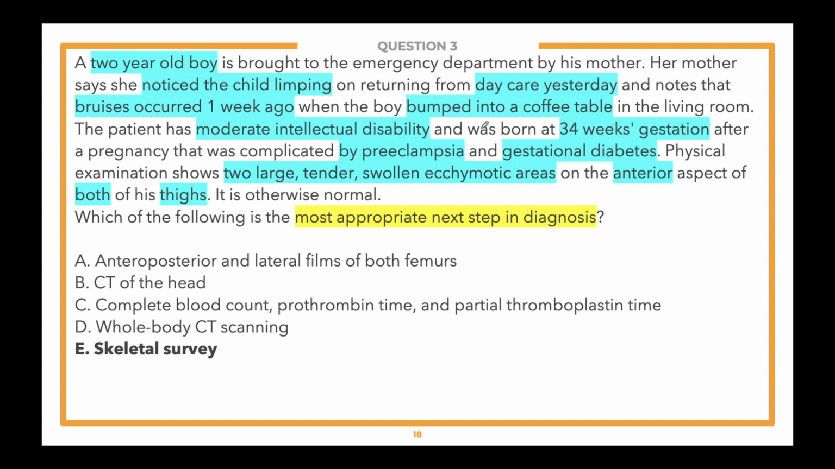The child is limping, and then there's bruises, right? After supposedly bumping into a coffee table. There's also two large bruises on the anterior aspect of both of the thighs. Now, if you can imagine a young child, if you were to grab a young child very forcefully by their legs, your thumbs and your hands would be right on those thighs. So that's actually a common place where you can see signs of child abuse, okay?